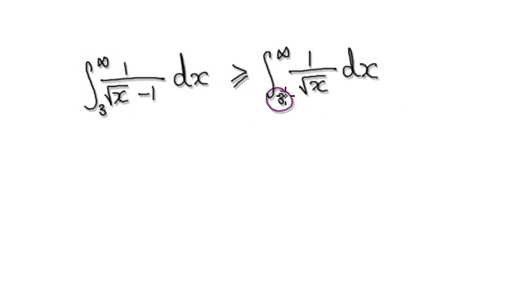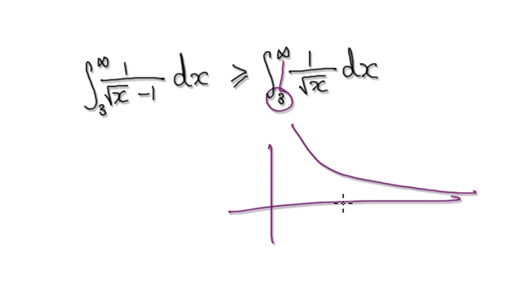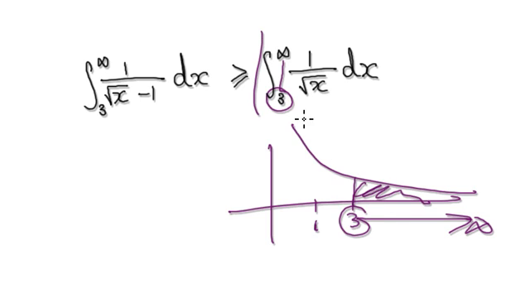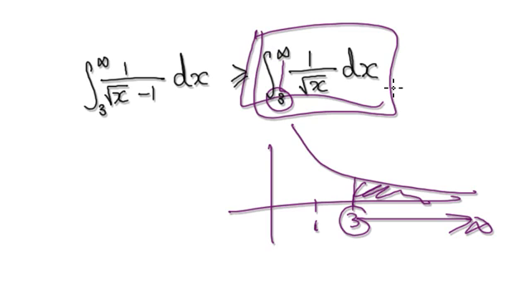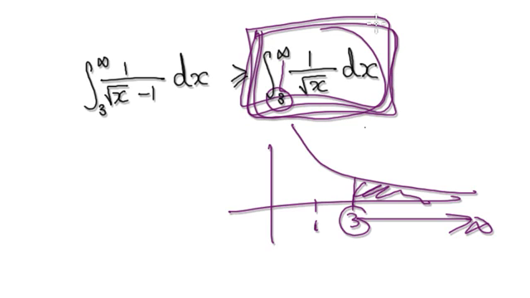So now taking the integral from 3 to infinity of 1 over the square root of x, this thing here actually diverges. So you should know this by now. This thing here would diverge.